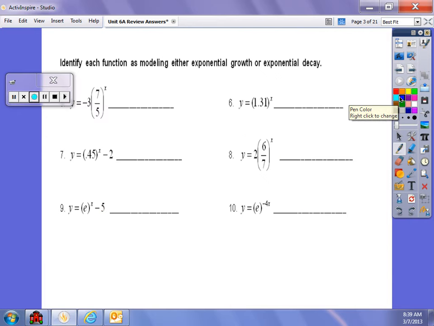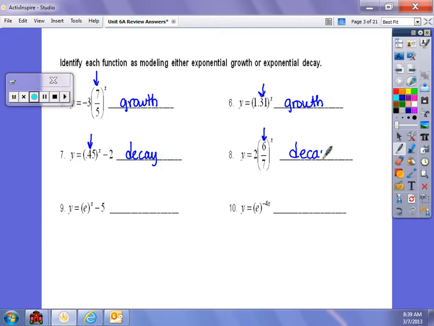Now for growth and decay. Growth or decay is indicated by the b value. The b value is what is in the parentheses. Since 7/5 is an improper fraction, that's a growth. Since 1.31 is bigger than 1, that's a growth. 0.45 is smaller than 1 but bigger than 0, so that's a decay. 6/7 is a regular fraction, meaning that it's smaller than 1 and bigger than 0, so that's a decay.